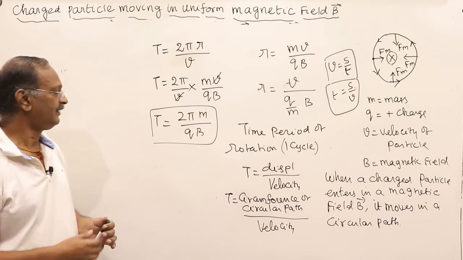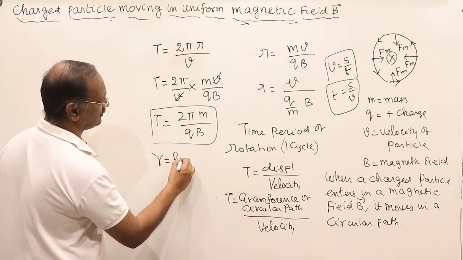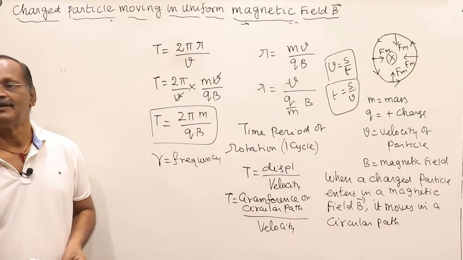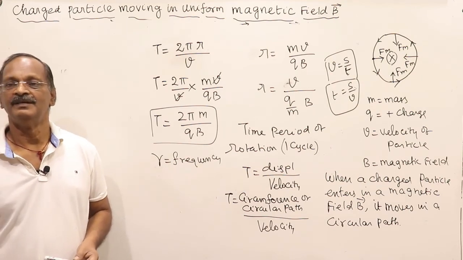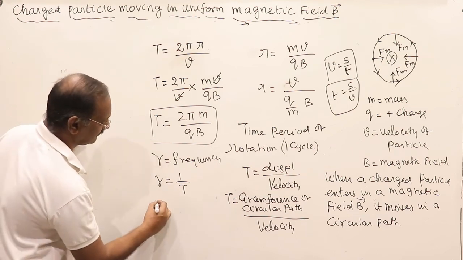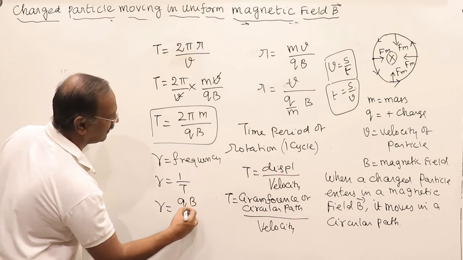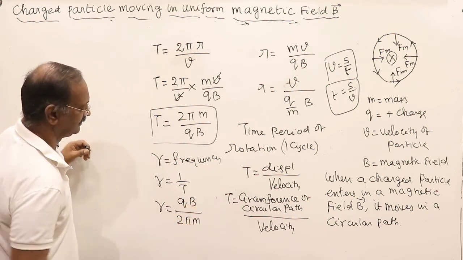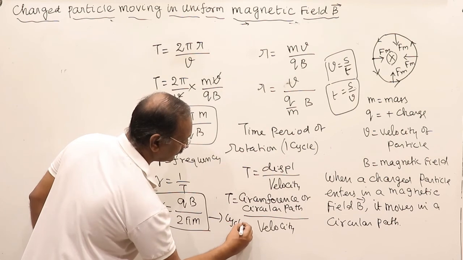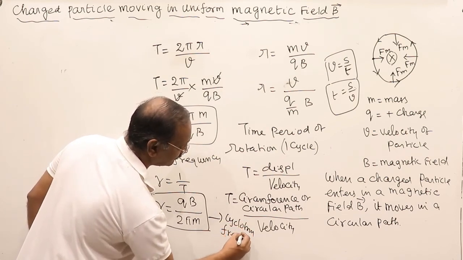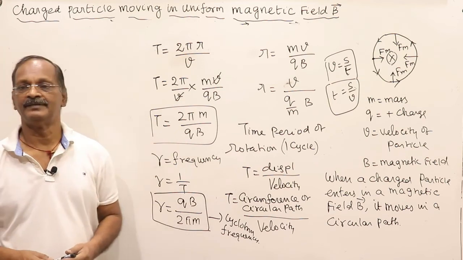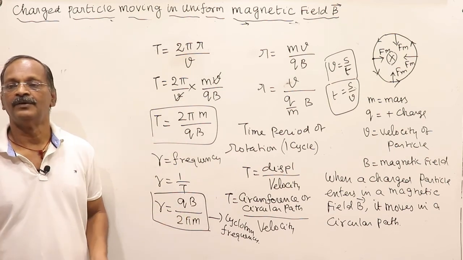And frequency means how many circular motions it makes in 1 second. That we call a frequency. Frequency is given by 1 by time period. So frequency is equal to qB divided by 2 pi m. This is the expression for frequency. This is also known as cyclotron frequency, because this funda we are going to use in the cyclotron. qB by 2 pi m, this frequency is known as cyclotron frequency.